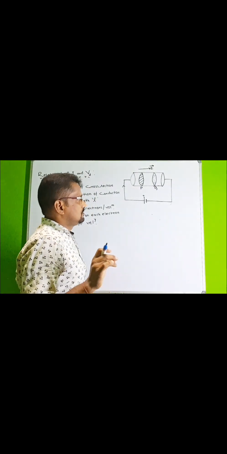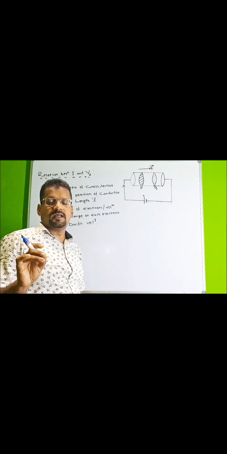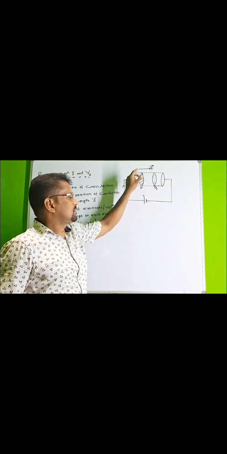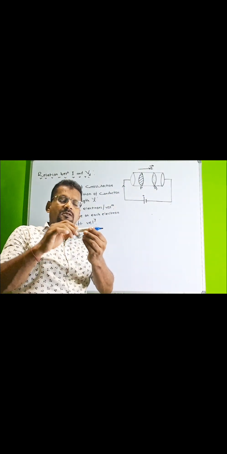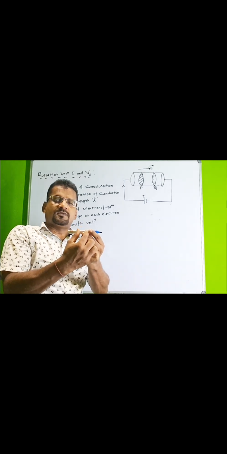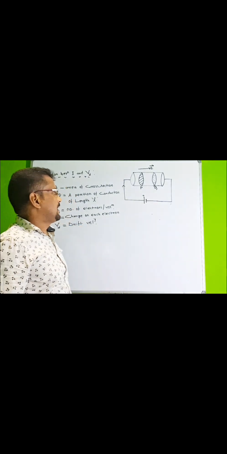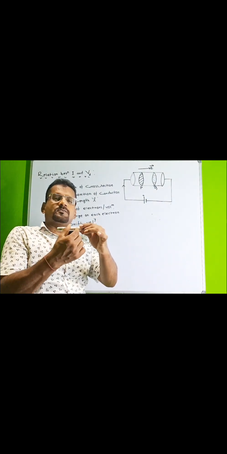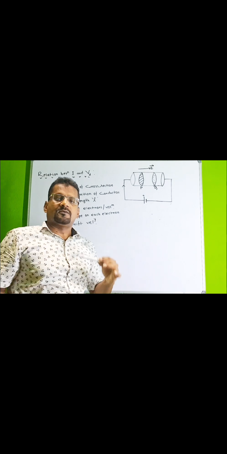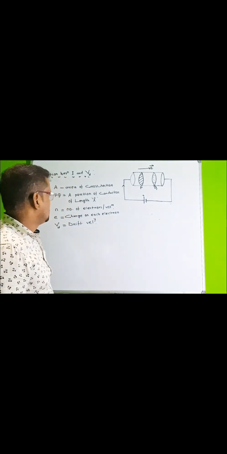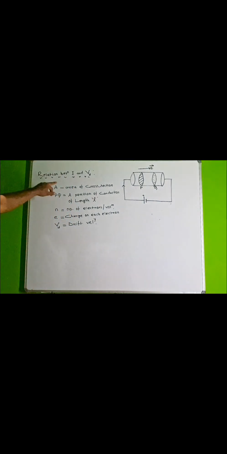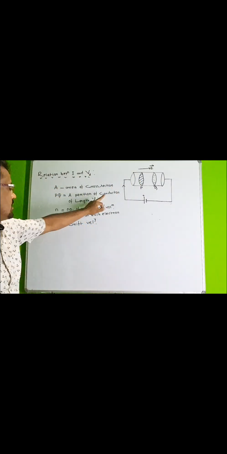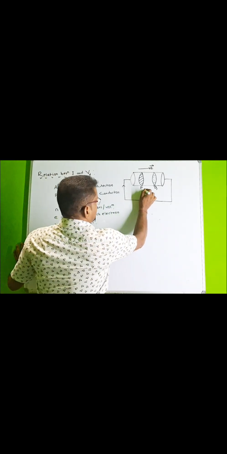In order to establish the relation between current and drift velocity, let us consider a portion of the conductor. Say this is your conductor and from here a part of the conductor we have considered, from P to Q, and the length of PQ is L. A is the cross section of this portion PQ of the conductor of length L.